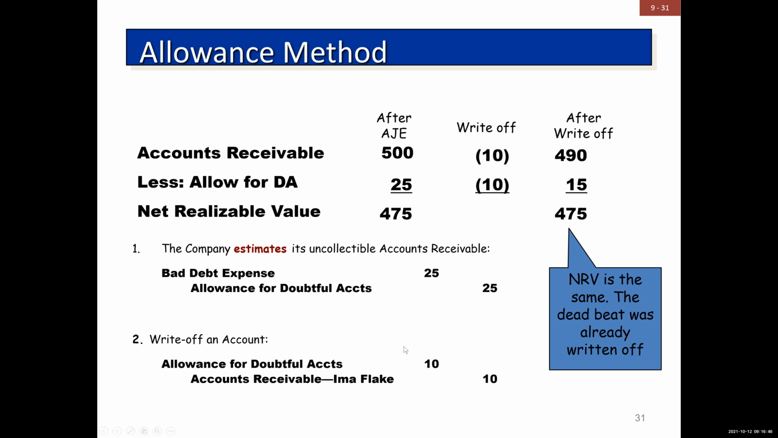Okay. So the punchline here is when you write off an account, you're going to be debiting allowance for doubtful accounts and crediting accounts receivable. Okay. So let's go back to our iPad.